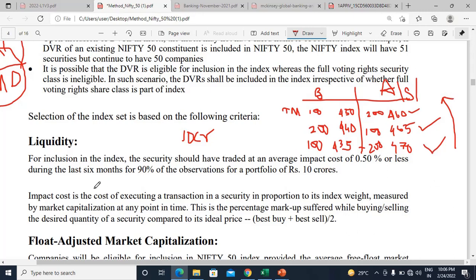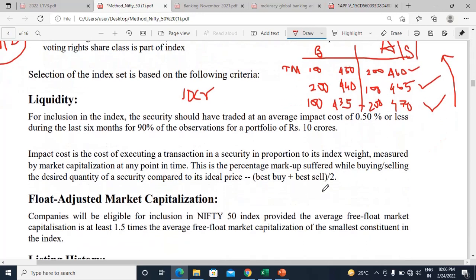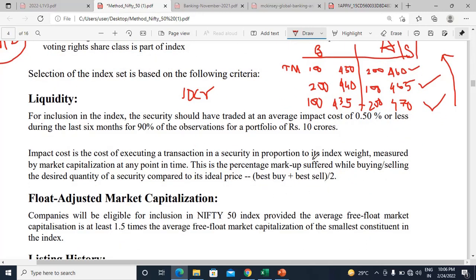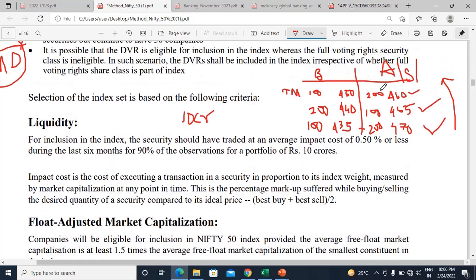So now let us look at it. The impact cost is the cost of executing a transaction in a security in proportion to its index weight measured by market capitalization at any point in time. This is the percentage markup suffered while buying or selling the desired quantity of security compared to its ideal price. So maybe your ideal price was this, right?